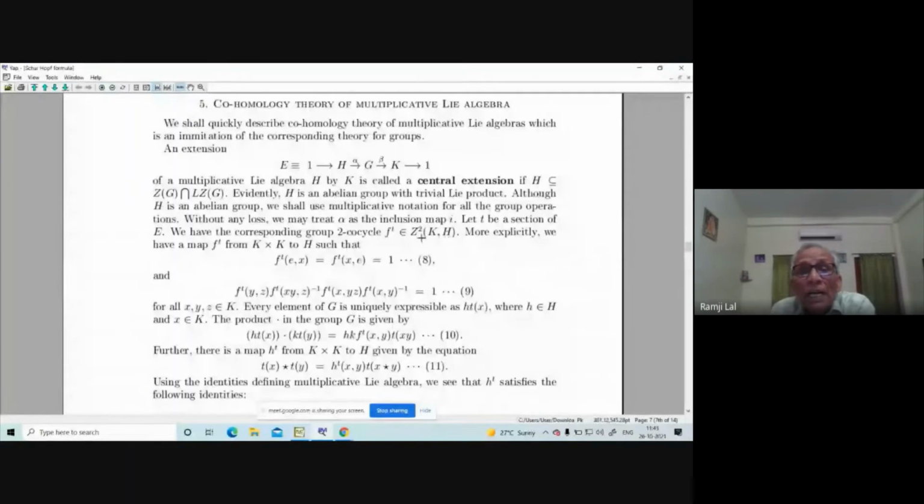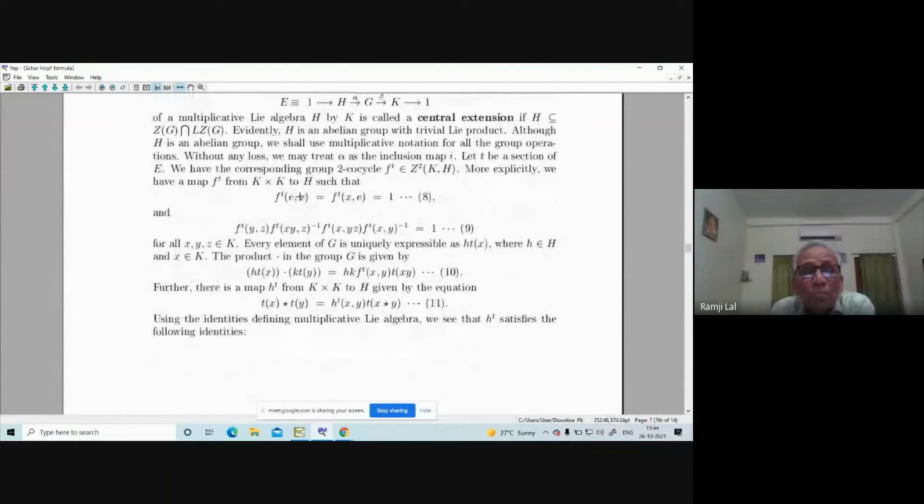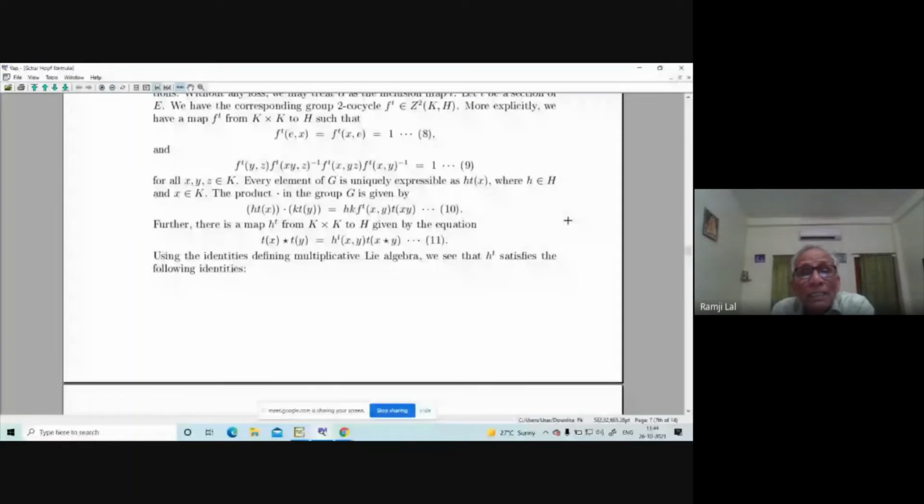So we have FT for every section T. If you take a section T here, a map from K to G, such that T composed with beta is identity, this FT introduces this. Every section induces a member of the 2 cocycle Z2(K,H) as usual in case of groups. So these are the identities which are obviously satisfied by those things. It is the usual group homology thing. Every element in G is uniquely expressible as H T(X), T is a section as a group consideration, where H is in H and X is in K. The product star is already given by this as usual.